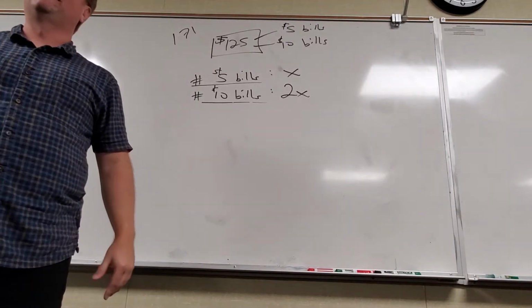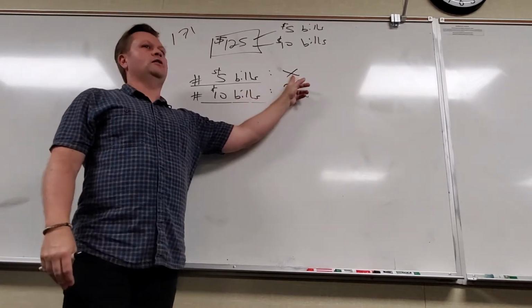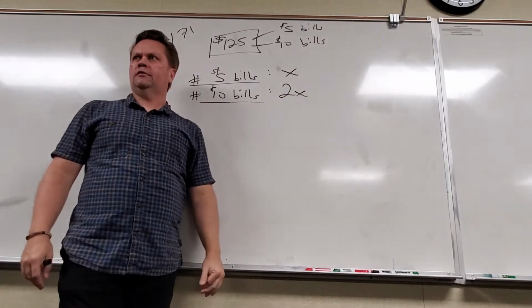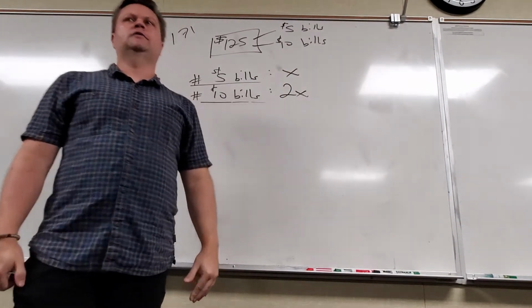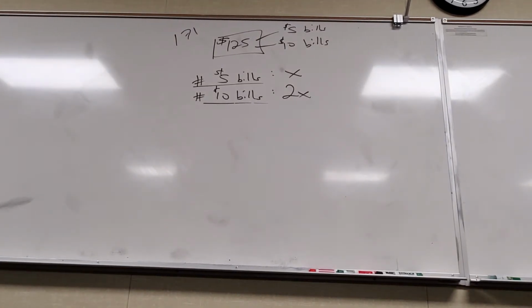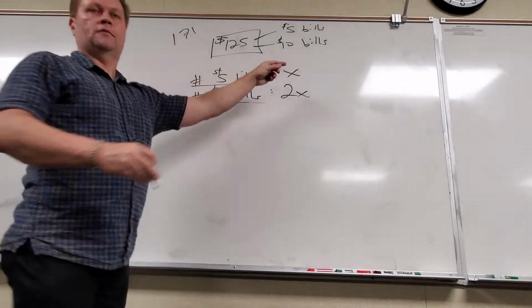Now, see if you guys get this. If I have X $5 bills, how much money is that by itself? All right, listen. If I had 4 $5 bills, how much money is that? 20. What'd you do? 4 times 5. If I had 7 $5 bills, how much money is that? 35. You with me? If I have X, because that's how many I got, how much money is that? 5x.